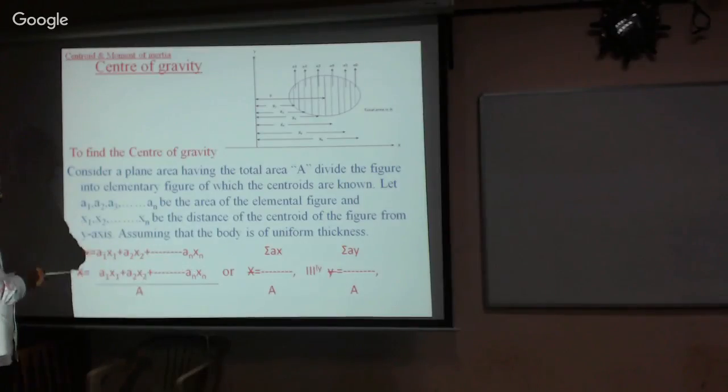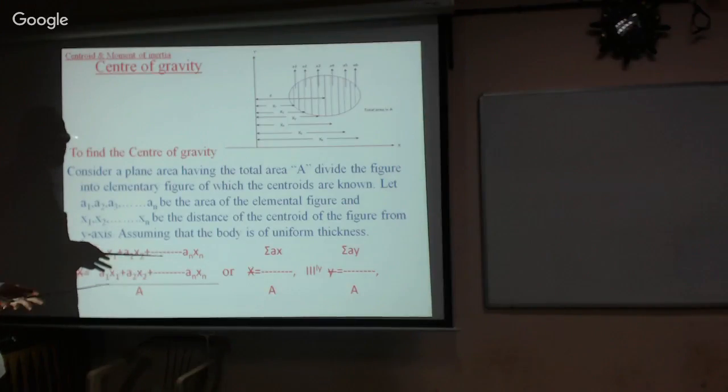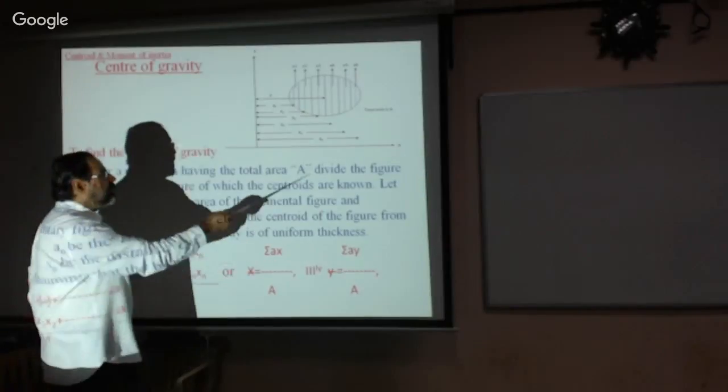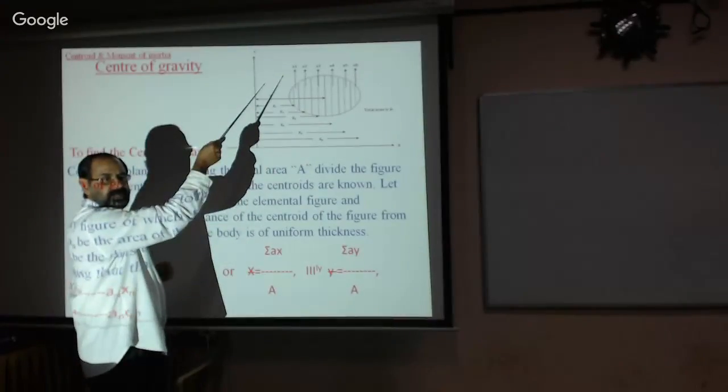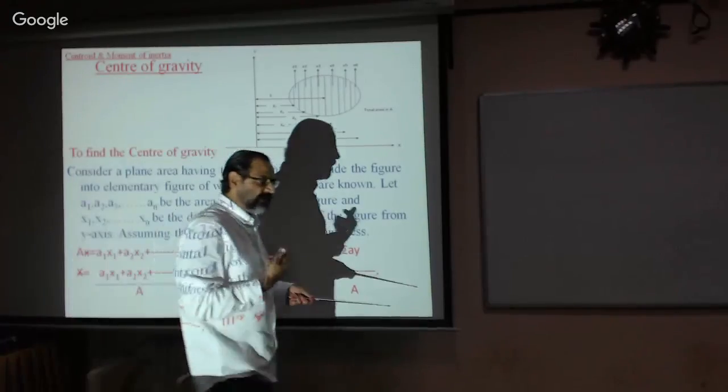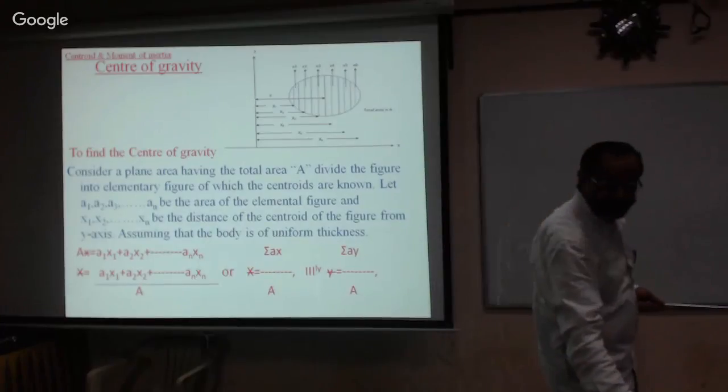Now, sending A downward, we can calculate x bar, the distance of the centroid from this reference. Similarly, we can calculate it in the y direction also. This is the outcome; this is how we can calculate it. Now let us solve a few problems and go through that.